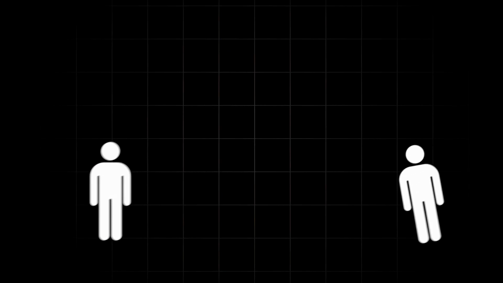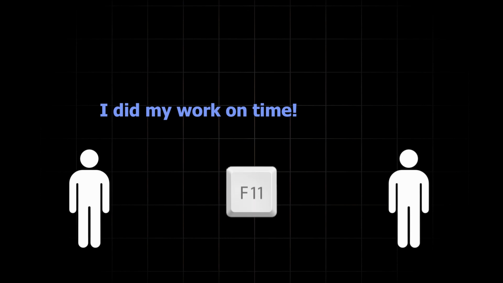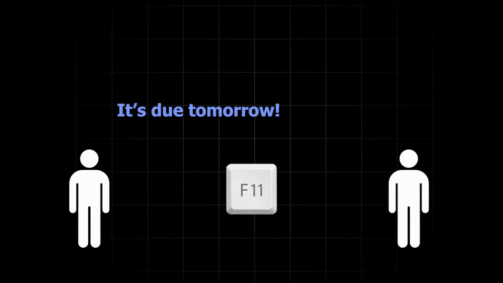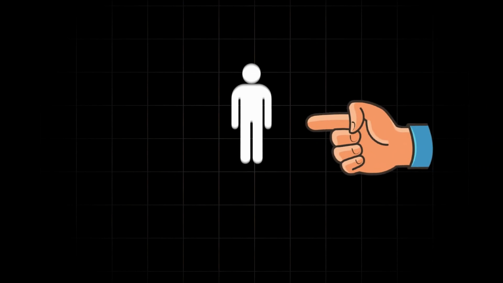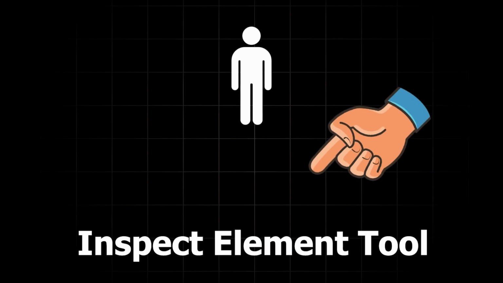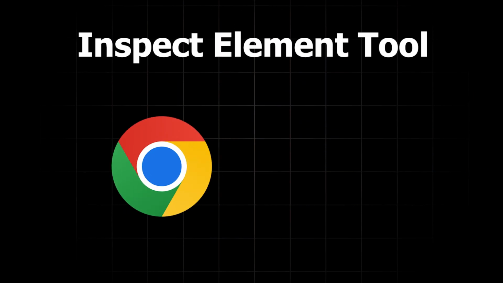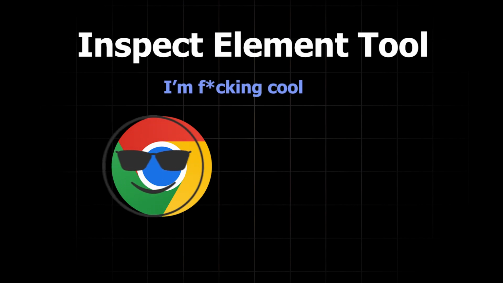But have you ever tried to trick your teacher by pressing F11 and changing the due date of a Google Classroom assignment? Well then, my friend, you've used the inspect element tool. The inspect element tool is probably one of Chrome's most interesting features.